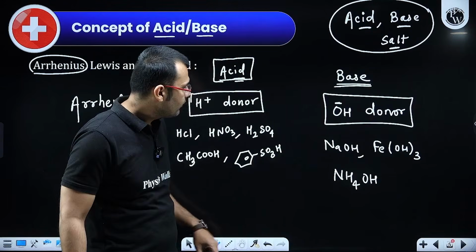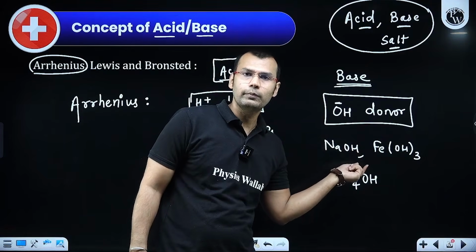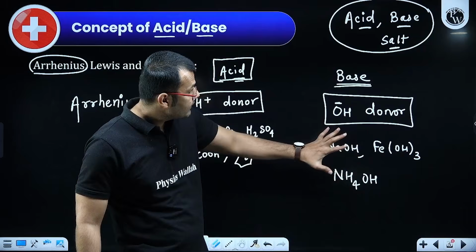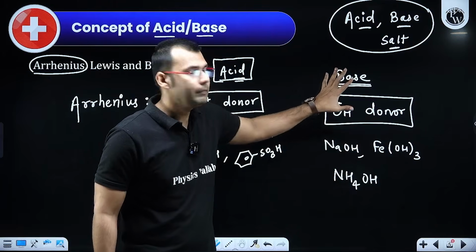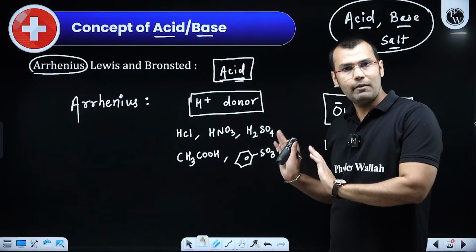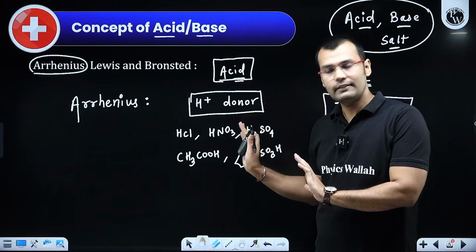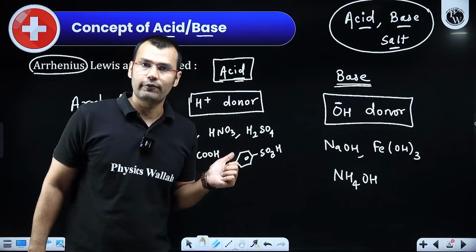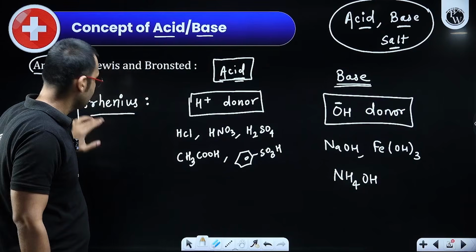I think you can observe from the formula also that if your compound has an OH group, a hydroxyl group, it probably can give OH minus ion in the solution. And if your compound is able to give OH minus ion in the solution, that means it is a base according to Arrhenius. So the Arrhenius concept: H plus donor is acid, OH minus donor is base. I think you know this point from class 10th itself. But this concept was given by Arrhenius.